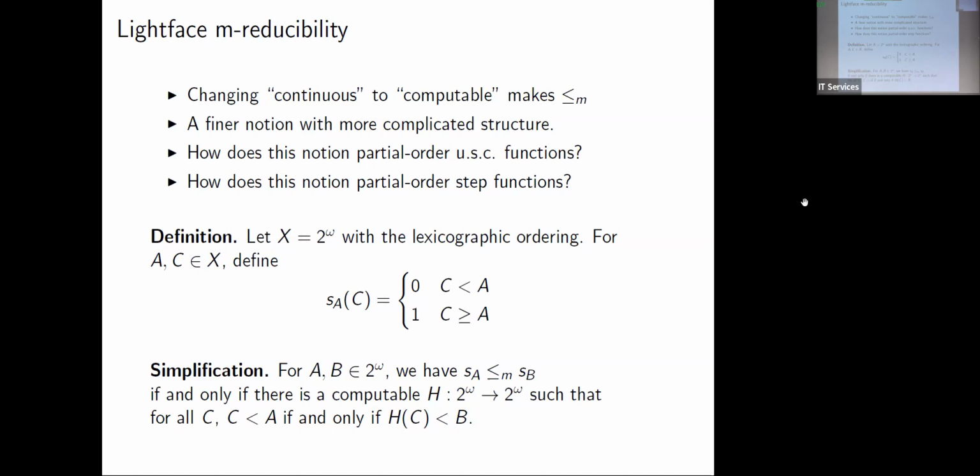Here is the simplification of the previous definition in the special case. If I've got two elements A and B of Cantor space, then the function that steps at A is M reducible to the function that steps at B if and only if there's some computable way to turn an input of the step function of A into an input of the step function of B, so that the original input is less than or equal to A if and only if the output is less than or equal to B. Well, that's just a very nice Weihrauch reduction.